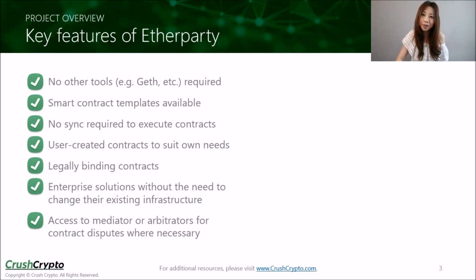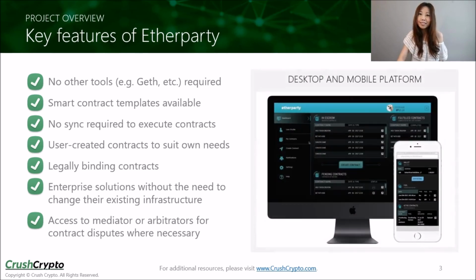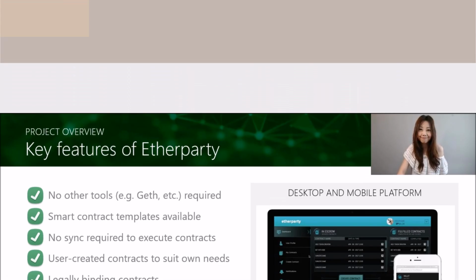Companies can also integrate and upload their own documents and turn them into a smart contract without changing their current infrastructure. This is a screenshot of what their desktop and mobile platforms look like at the moment, but please note the interface is subject to change.